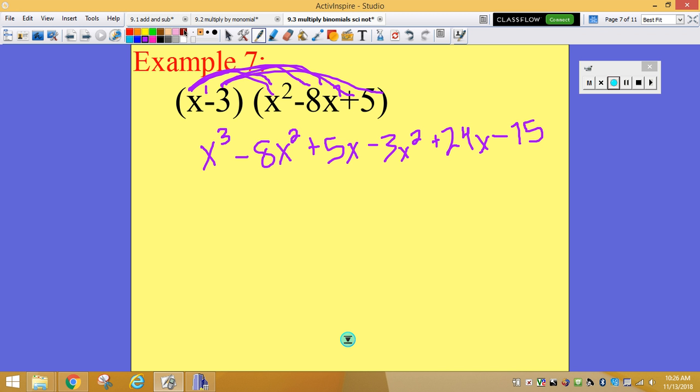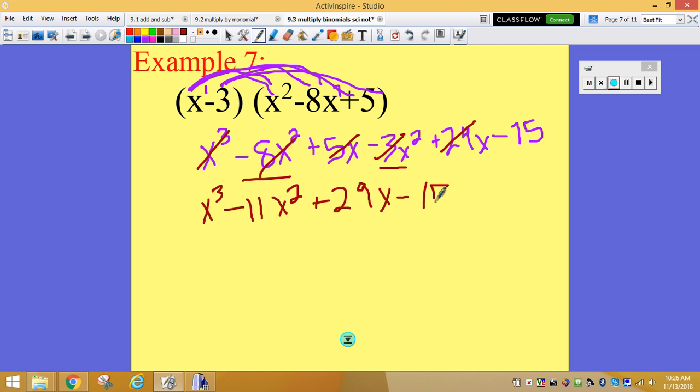Let's add like terms. There's no more x to the third, so I'm just going to bring that down. Negative 8x squared and negative 3x squared is negative 11x squared. 5 plus 24 is 29x. And then bring down your minus 15.